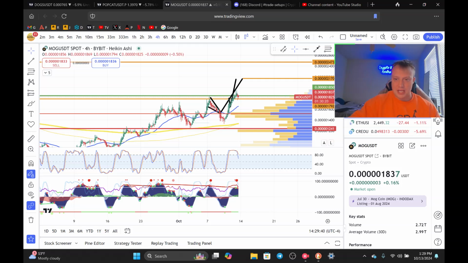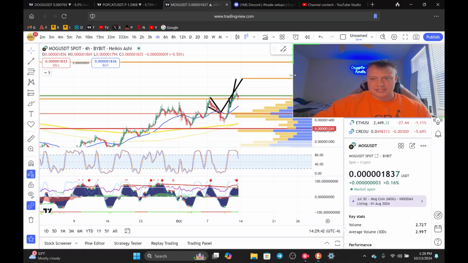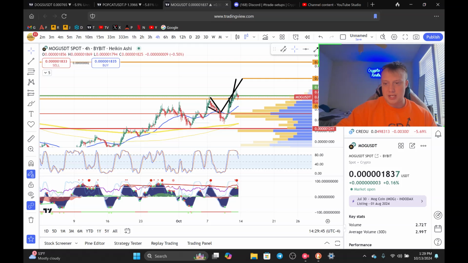But that's my update on MOG. I do like what I'm seeing from the charts, hence why I don't usually double down, but I like what I'm seeing on the charts, so I did add to my position.